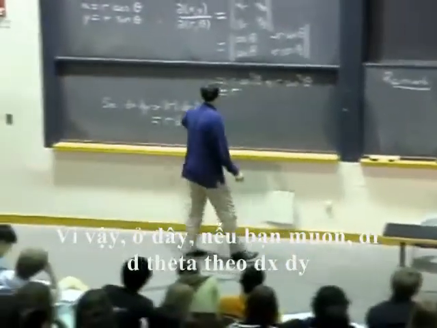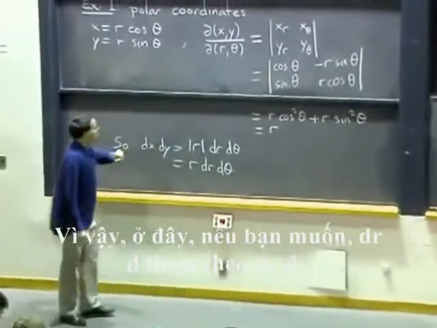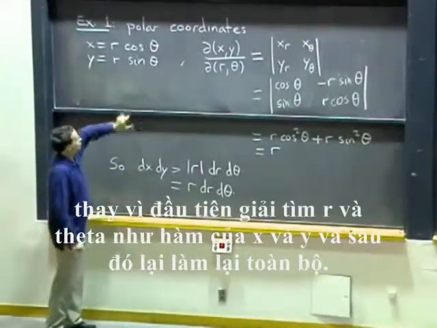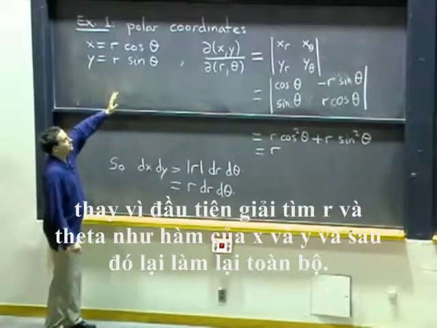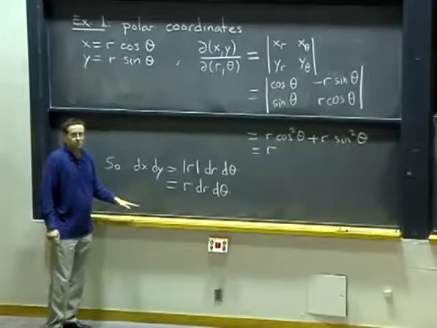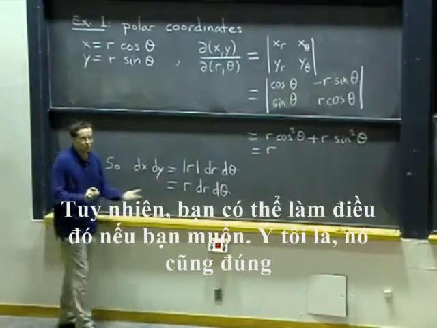So here, if you wanted dr d theta in terms of dx dy, it's easier to do this and then move the r over there than to first solve for r and theta as functions of x and y and then do the entire thing again. But you can do it if you want. I mean, it works.